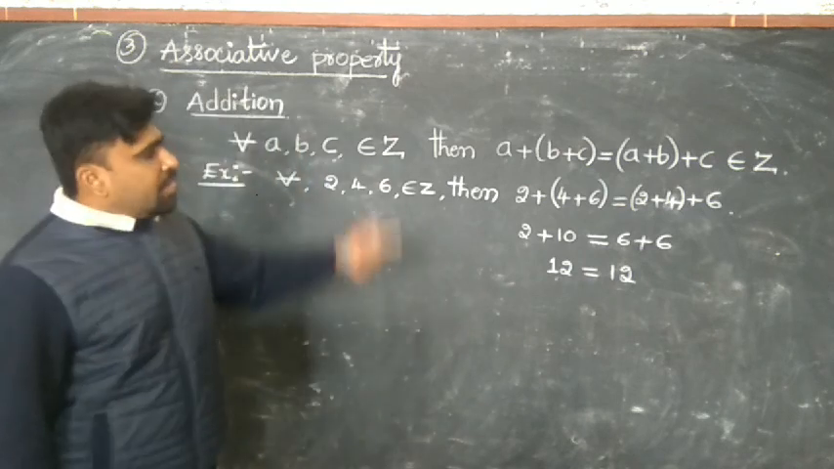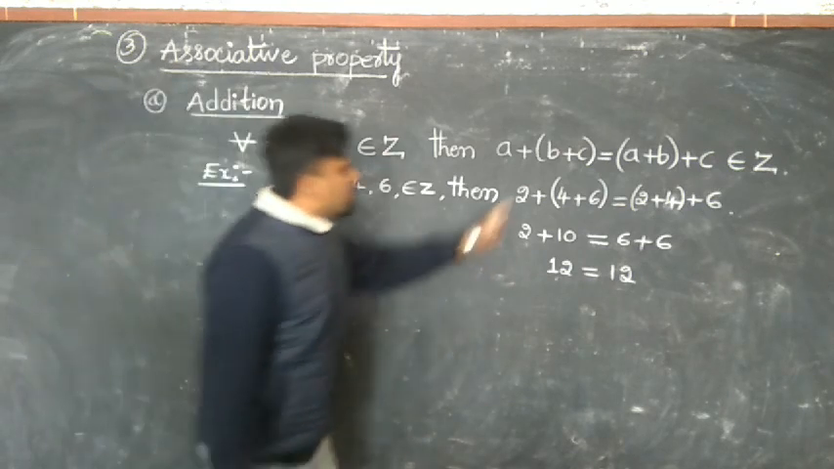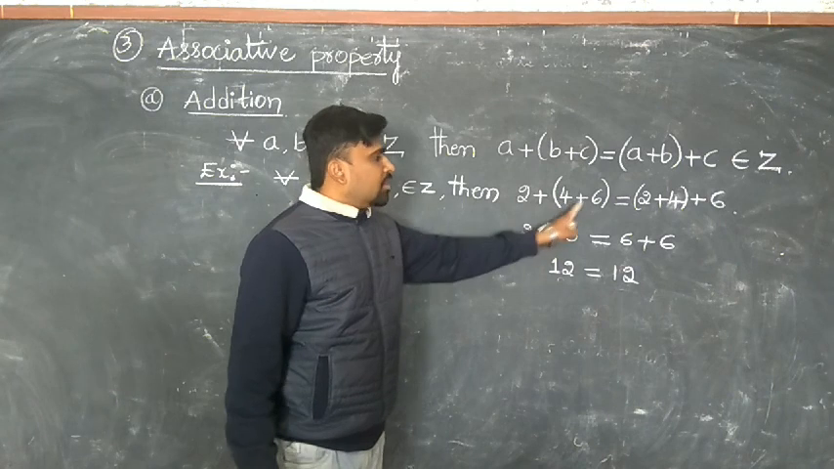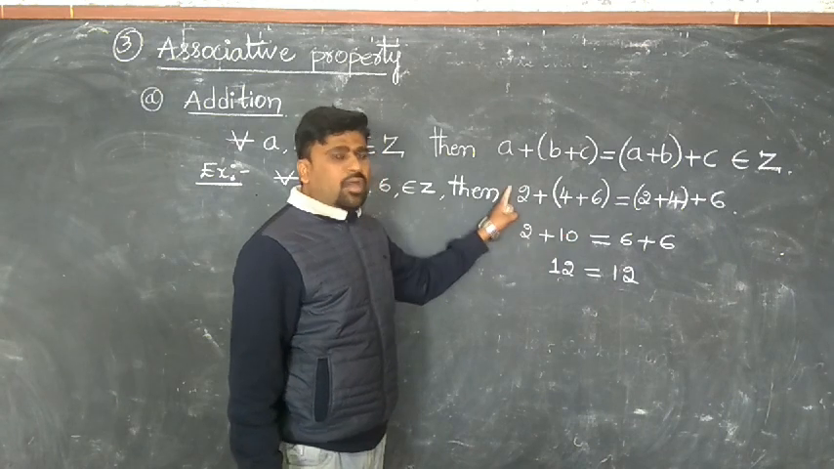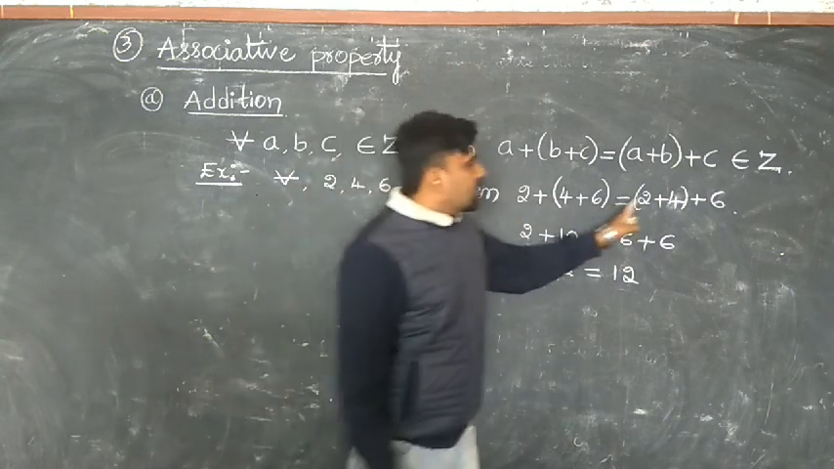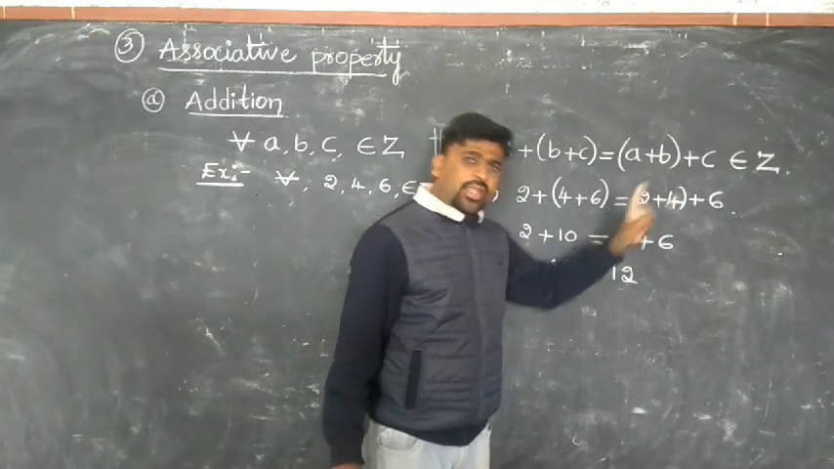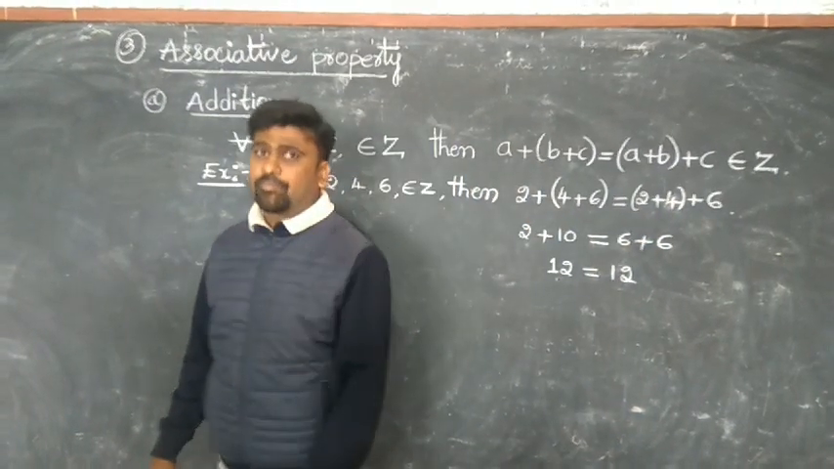Both are equal. We are simplifying here the second and third number. Second and third number adding with first number, answer is 12. First and second number adding with third number, again answer will be the same.